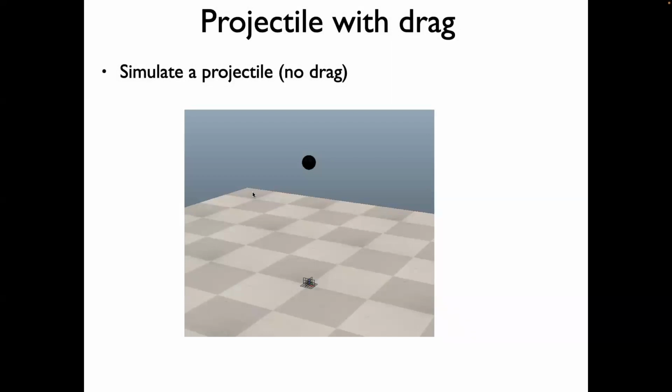The goal of this video is to simulate a projectile with and without drag. We'll create the projectile first, launch it, then we'll write a script to launch the projectile with a different speed, make some plots, and record the animation.